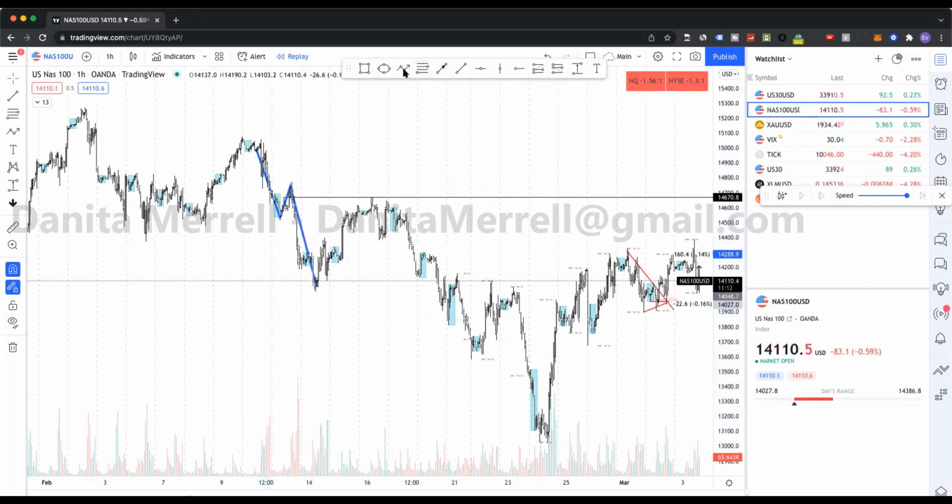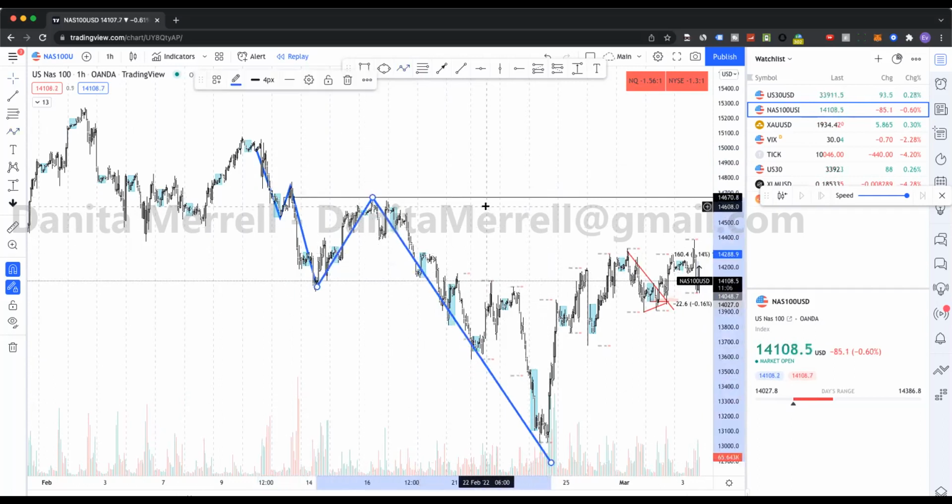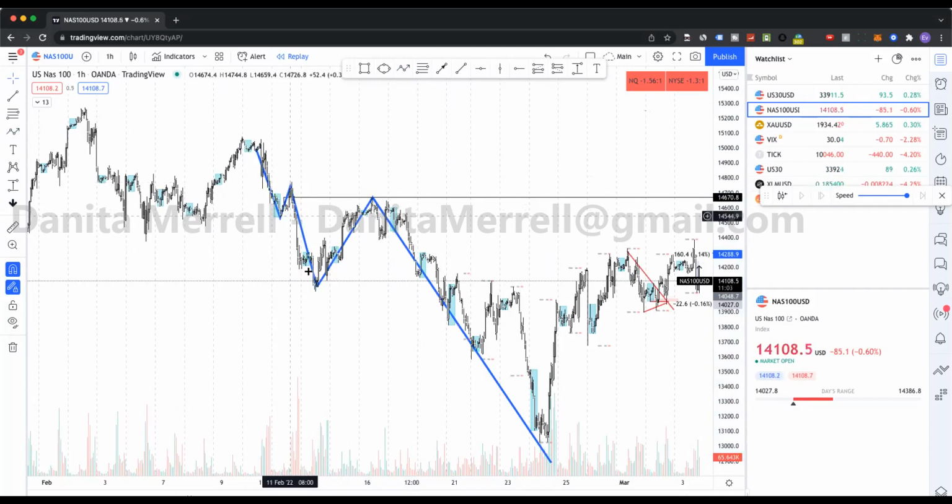Okay, and then we have that retest. So we're literally catching the wave. Okay, so you can take these as continuation setups.